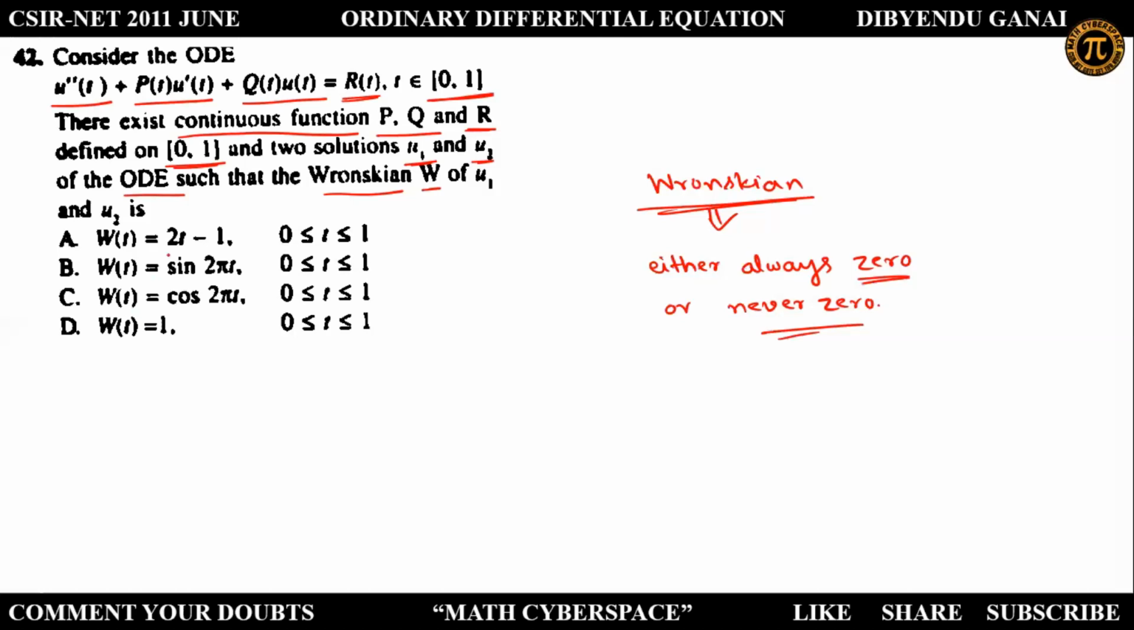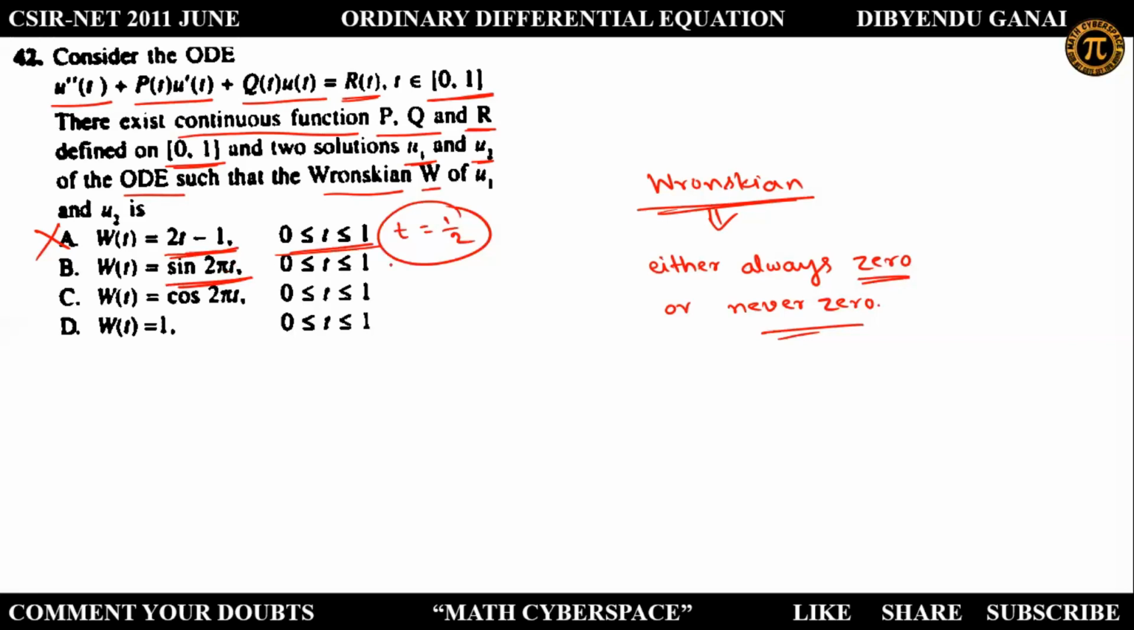Now check the options. In option A, W(t) = 2t - 1. Here W(t) is 0 when t = 1/2. So when t = 1/2, W(t) is 0, but at other points in the closed interval [0, 1] it is non-zero. So option A is incorrect, since it must be either always 0 or never 0. Option B: W(t) = sin 2πt.